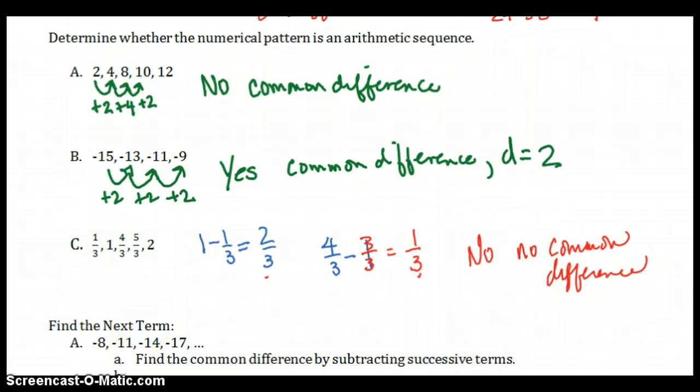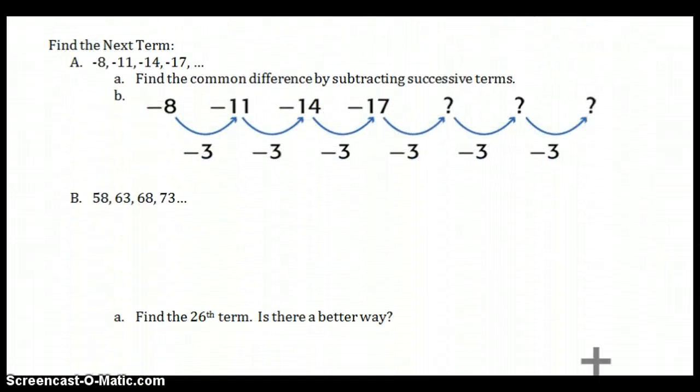Now we're looking for the next term. If we can see the pattern, the common difference here was found by subtracting successive terms. So negative 11 minus a negative 8, that makes a negative 3, a negative 3, negative 3. So what's going to be next? Negative 17 minus 3 is going to be a negative 20. Negative 20 minus 3 is going to be negative 23, negative 26. Oops. So I was able to do that without the formula.